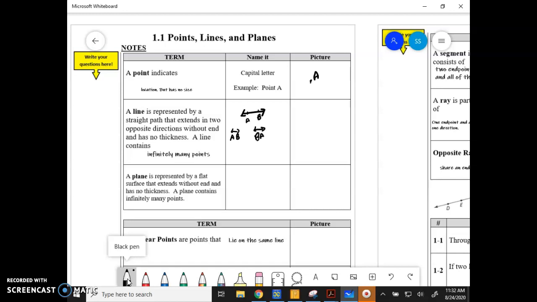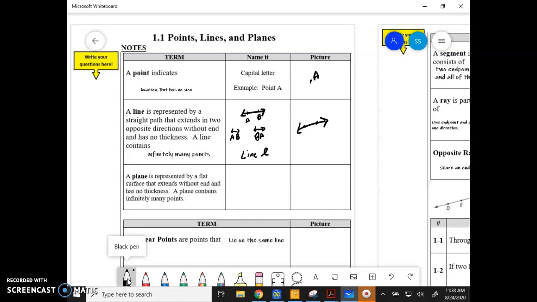That's totally fine too. The second option is that you might see a line labeled with a cursive letter, so you might see line L, something like that. Basically, when we're writing out a line, make sure that we put the arrows going both ways. And when we're identifying it, make sure that we put that arrow on top.